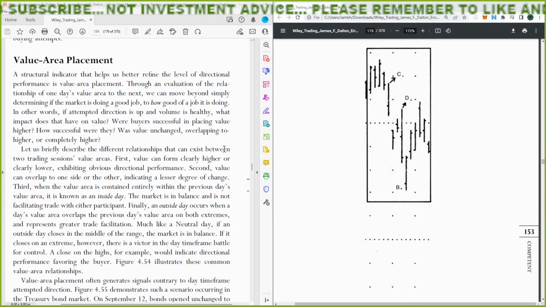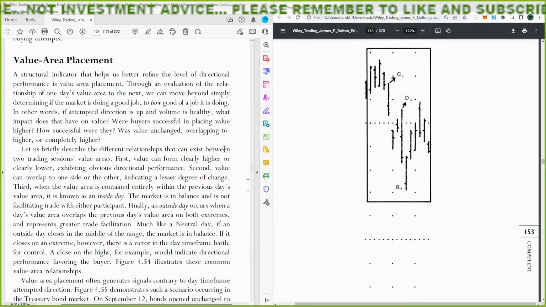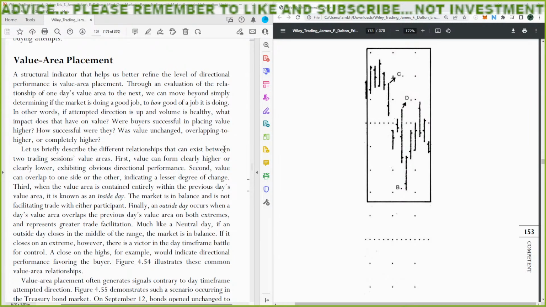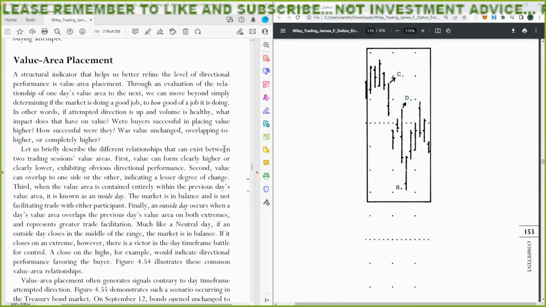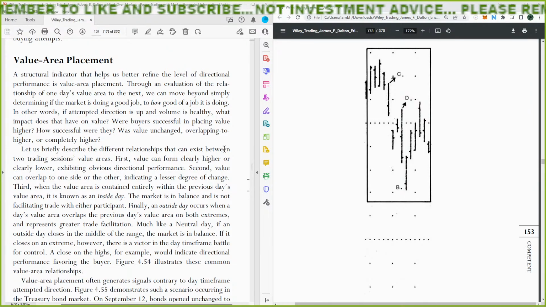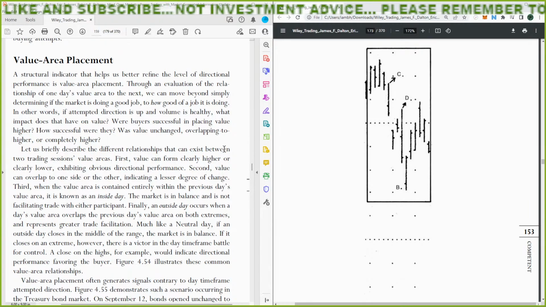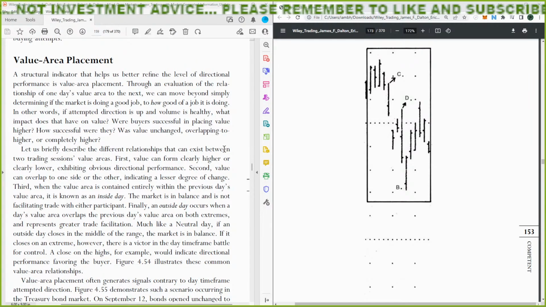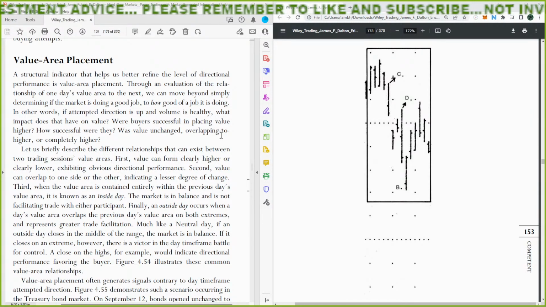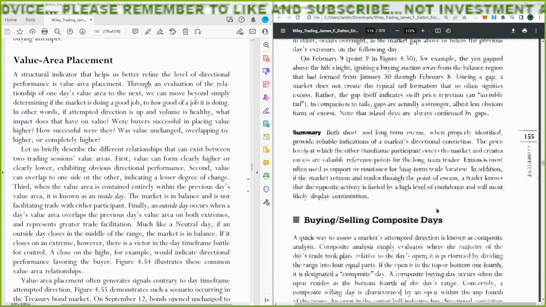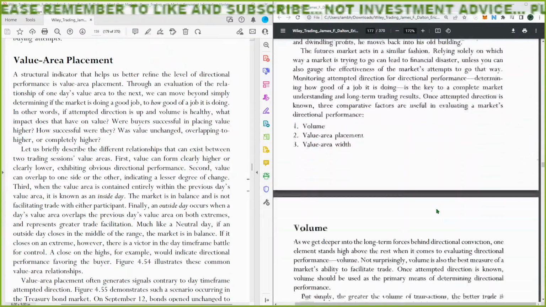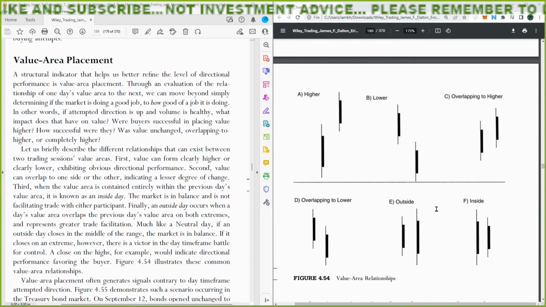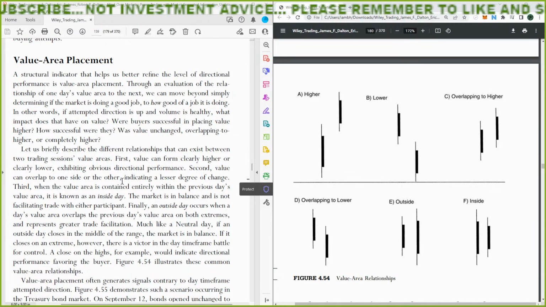Finally, an outside day occurs when the day's value area overlaps the previous day's value area on both extremes and represents greater trade facilitation. Much like a neutral day, if an outside day closes in the middle of the range, the market is in balance. If it closes on an extreme, however, there is a victor in the day time frame battle for control. A close on the highs, for example, would indicate directional performance favoring the buyer. Figure 4.54 illustrates these common value area relationships.